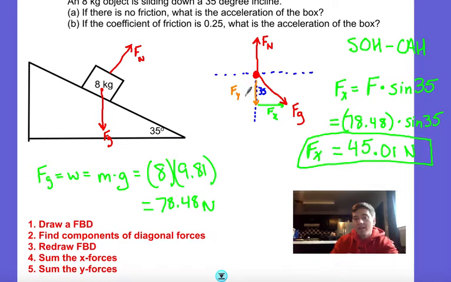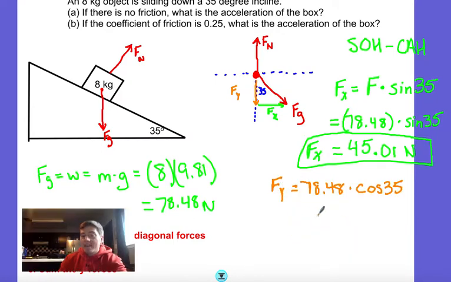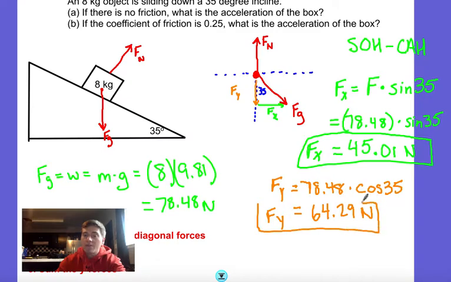If I want to find the F sub y, that is the adjacent side, I can use this exact same thing except flip it over to cosine. Again, you can just hit second enter if you're using a graphing calculator. That'll bring up the last thing you wrote, and you can scroll over and change sine to cosine. Nice and easy. And that gives us about 64.29 newtons for the vertical force of gravity here.